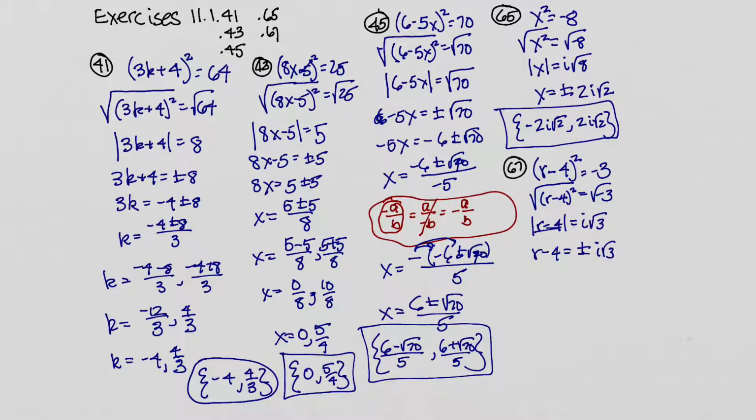And now, I'll just add that 4, so I'll get r equals 4 plus or minus i square root of 3. And that's in the right form, it's in this form, a plus bi. So if I write it in solution set notation, we'll get 4 minus i square root of 3, 4 plus i square root of 3. There's our two solutions.